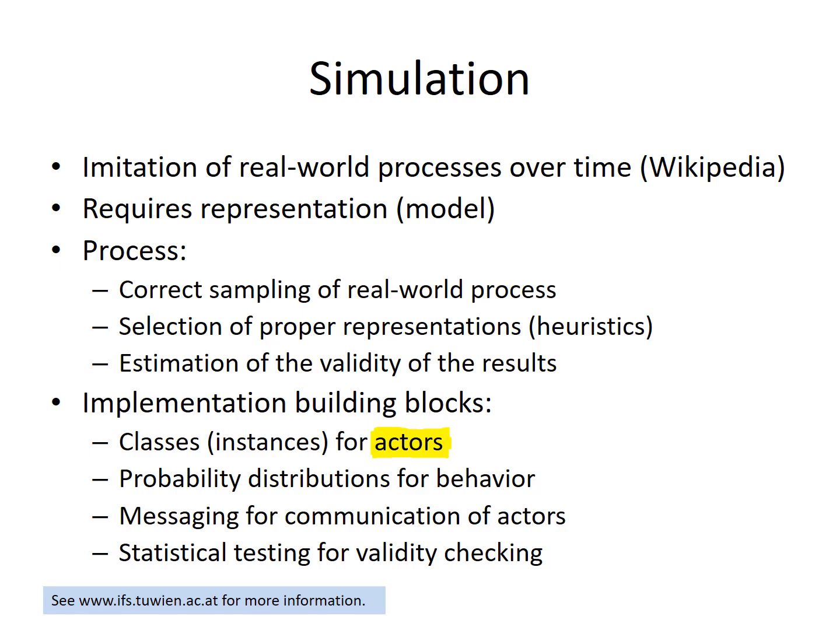Technically, what you do is you have to implement actor classes for the agents. You have to model the behavior again with Markov processes and probability distributions. This is basically always the same. And you have to create a form of communication by, for example, playing a move and giving the new set of information to the other player. And you have to do a lot of statistical testing for checking the validity of your results.